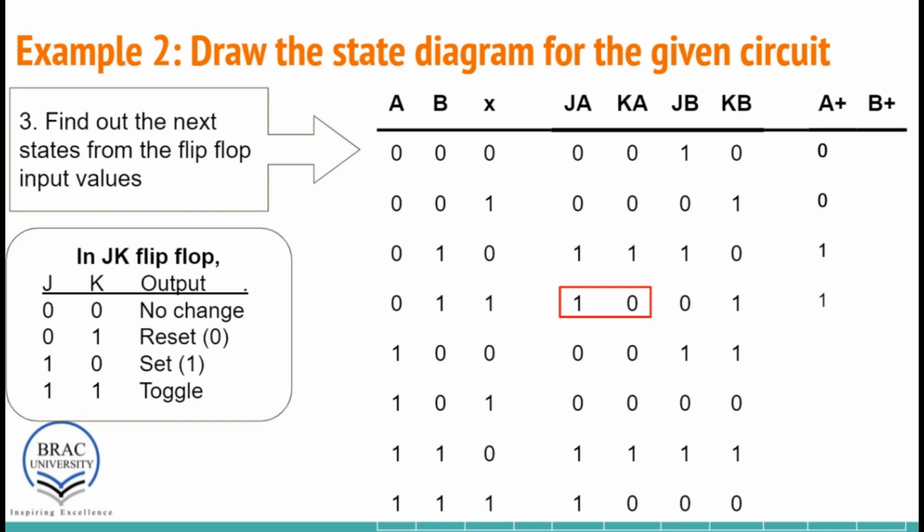In a similar manner, for all values of JA and KA, we will figure out the value for A plus, and for all values representing JB and KB, we will find out the values for B plus.